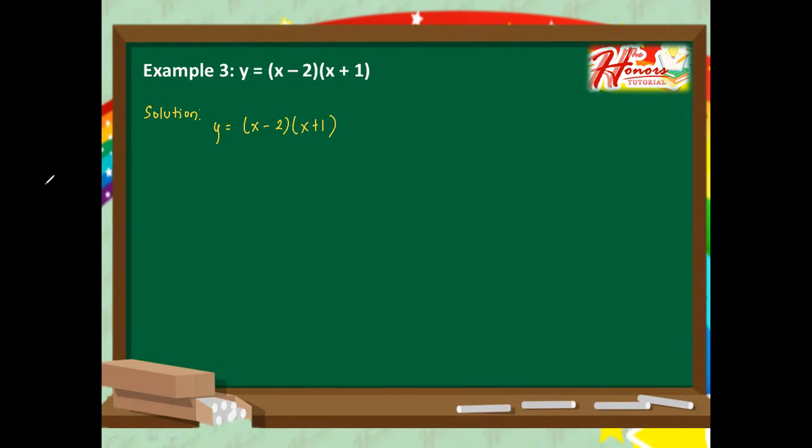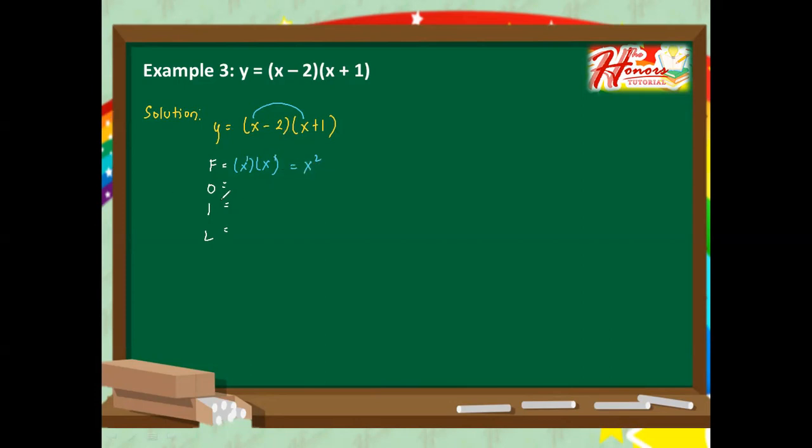Let's use the FOIL method. Are you familiar with it? So this is FOIL, F-O-I-L. F meaning first term. So we have to multiply the first terms. So we have here x times x. So that is x squared because we have here our exponents which are 1 and 1. So 1 plus 1 is 2. Copy the variable which is x.